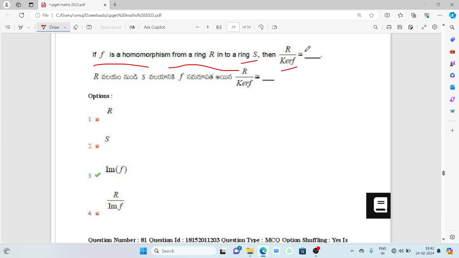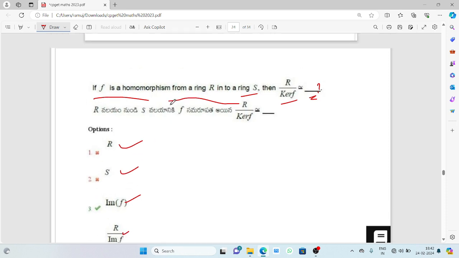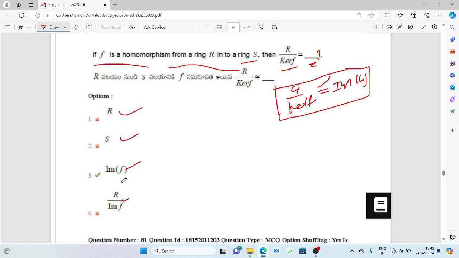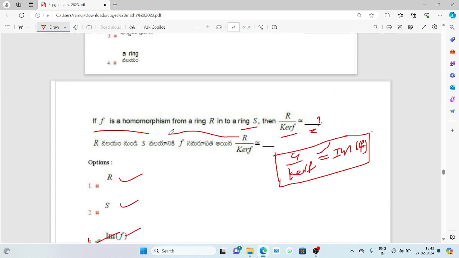And 81 is: if f is a homomorphism from a ring R into a ring S, then R by kernel of f is isomorphic to which group? He already provided R and S, image of f, and R by image of f. If you remember the first fundamental theorem of isomorphism, every group divided by the kernel of f is isomorphic to the image of f. So we can directly say it will be the image of f, and the third option is the correct one.